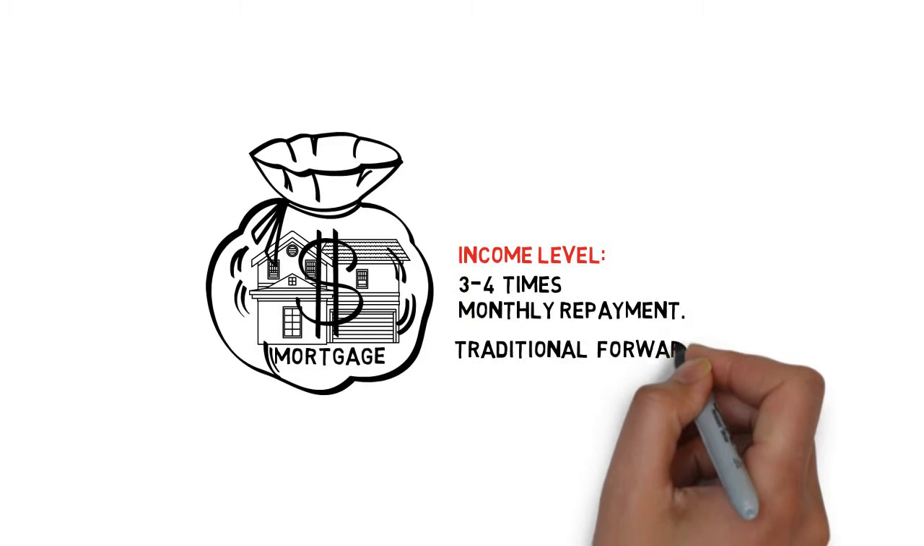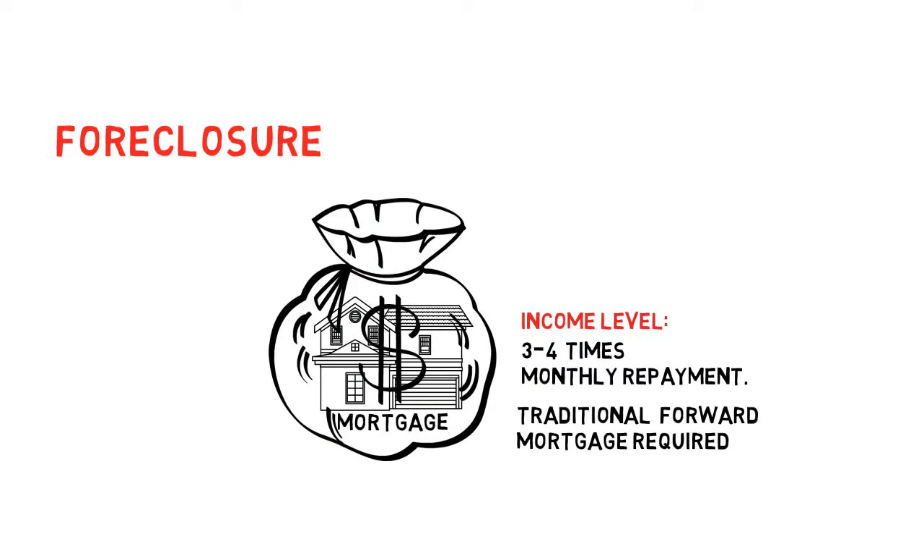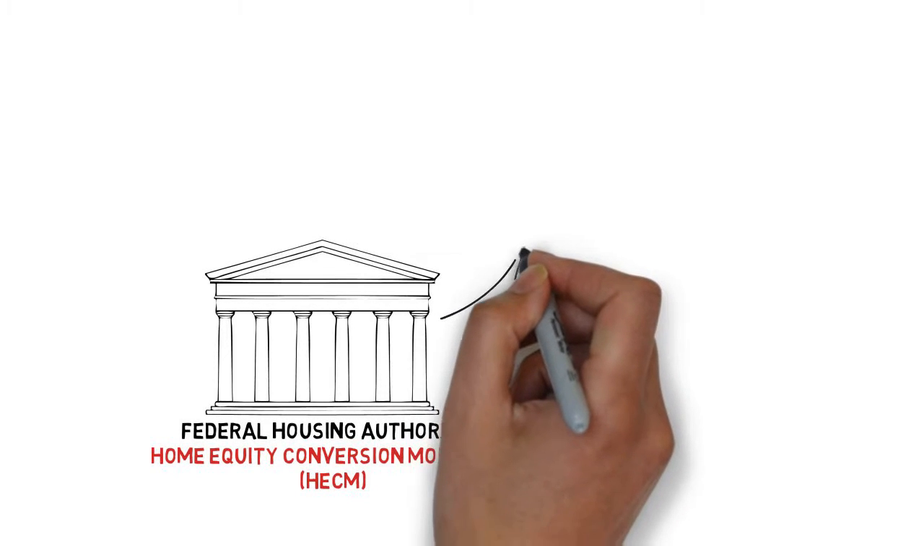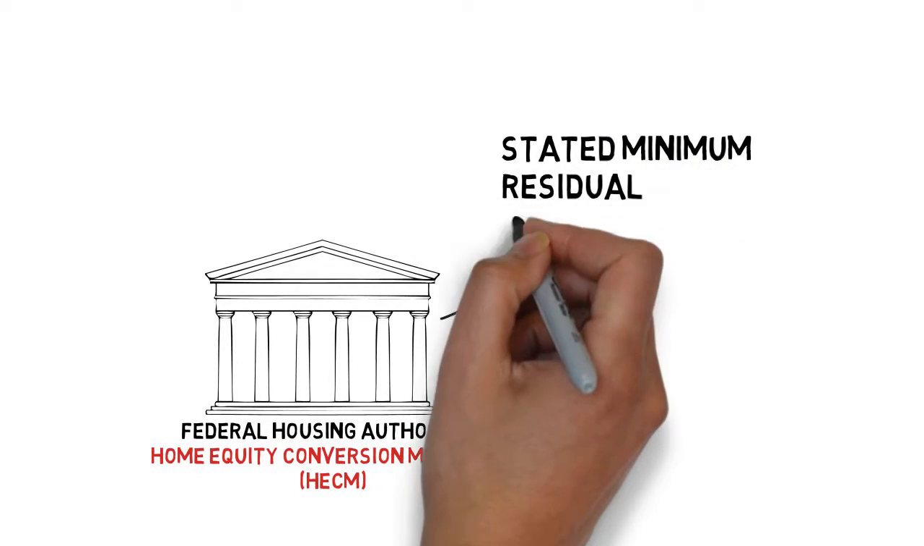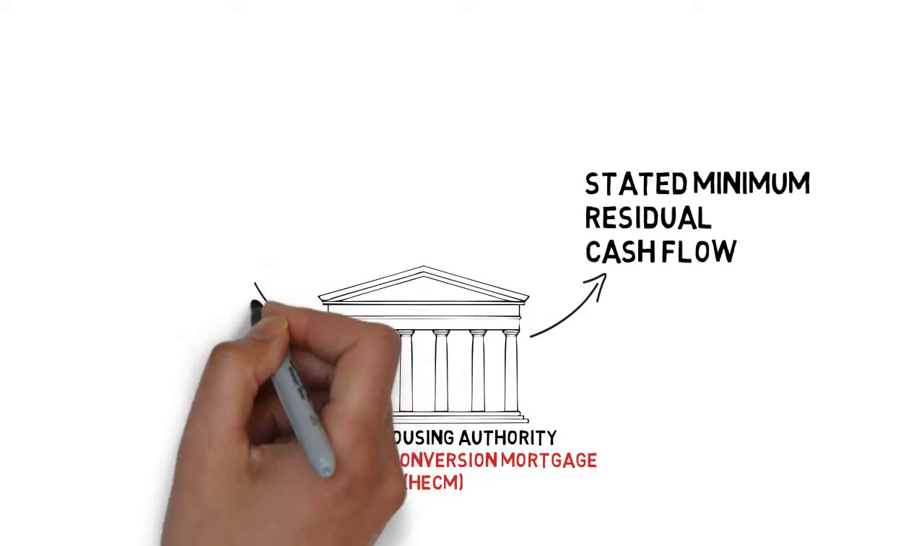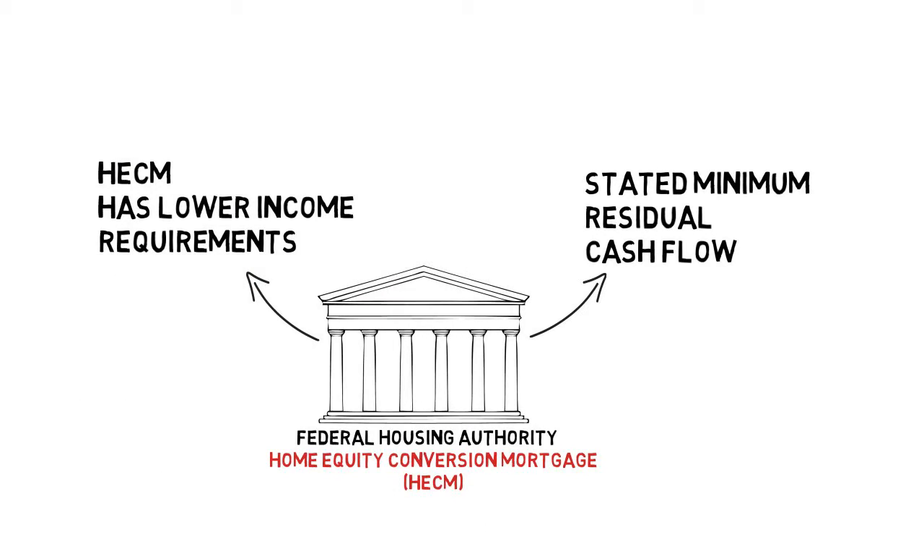This is because traditional forward loans require monthly payments, and failure to make those repayments can lead to foreclosure. A Federal Housing Authority reverse mortgage only requires you have a stated minimum residual cash flow left over after you meet your financial and property obligations. This standard is much lower than monthly income required on a forward mortgage.